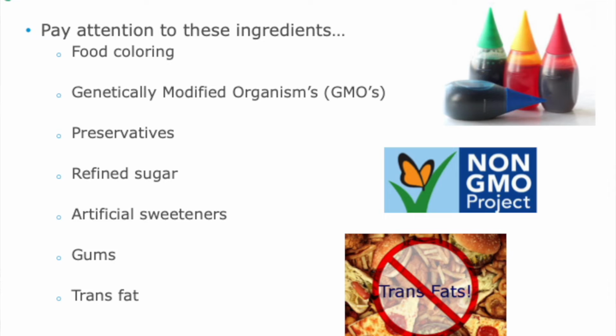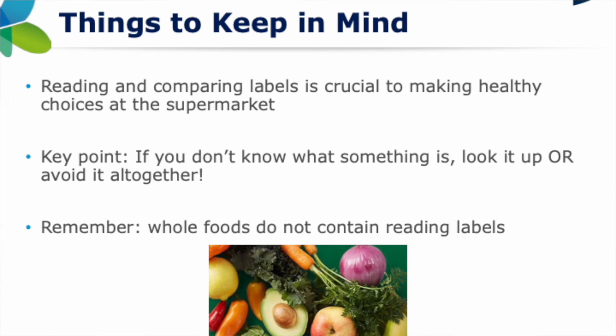So make sure to look at the ingredients more oftentimes than the nutrition facts label, because that will determine the actual quality of the product. Remember, it's always key to look at the nutrition facts label, because it will allow you to make better decisions about the products that you are consuming. The key point here is that if you do not recognize an ingredient, always either look it up or just avoid the product completely. You can do that as well. And remember, whole foods do not contain nutrition facts labels. So if you're buying fruits, vegetables, these types of items, you don't necessarily have to worry about the nutrition facts label because they don't contain them.